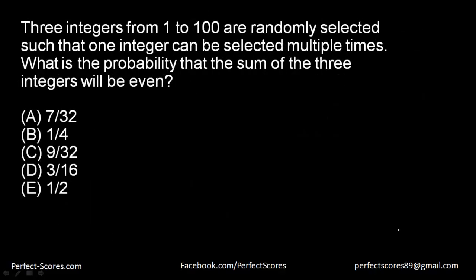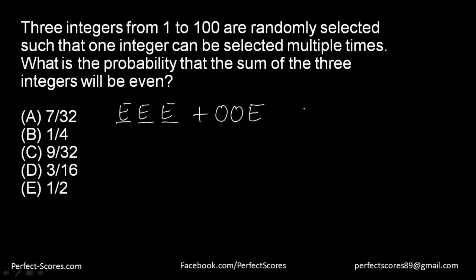Okay, let's go and do this question. Now this question says that 3 integers from 1 to 100 are randomly selected such that one integer can be selected multiple times. What is the probability that the sum of 3 integers will be even? Right? Now again, the sum of 3 integers should be even. So how do you get the sum of 3 integers to be even? Either all 3 of them are even, or 2 of them are odd and the last one is even, right?